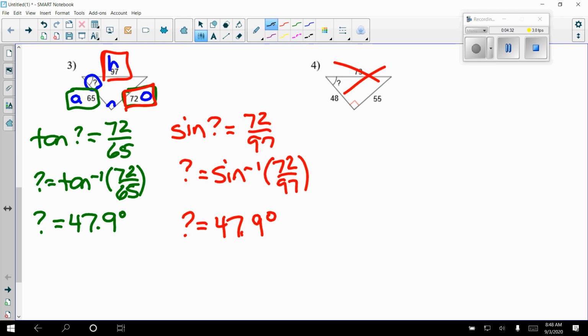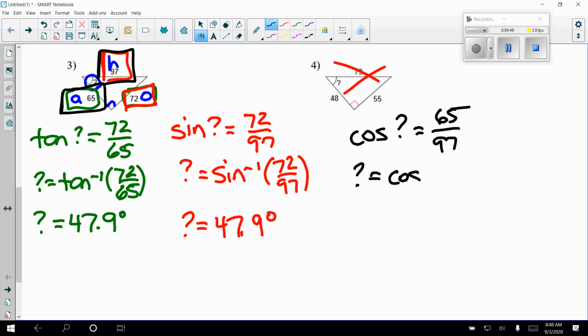Now let's try the last one. What about if I chose adjacent and hypotenuse as the two sides? So that would be cosine. So I would say the cosine of the angle is adjacent 65 over hypotenuse 97. So if I type that into the calculator, cosine inverse of 65 over 97, I get 47.9 degrees. So I just wanted to show you that it doesn't matter which 2 out of the 3 sides you choose, you should get the same answer.